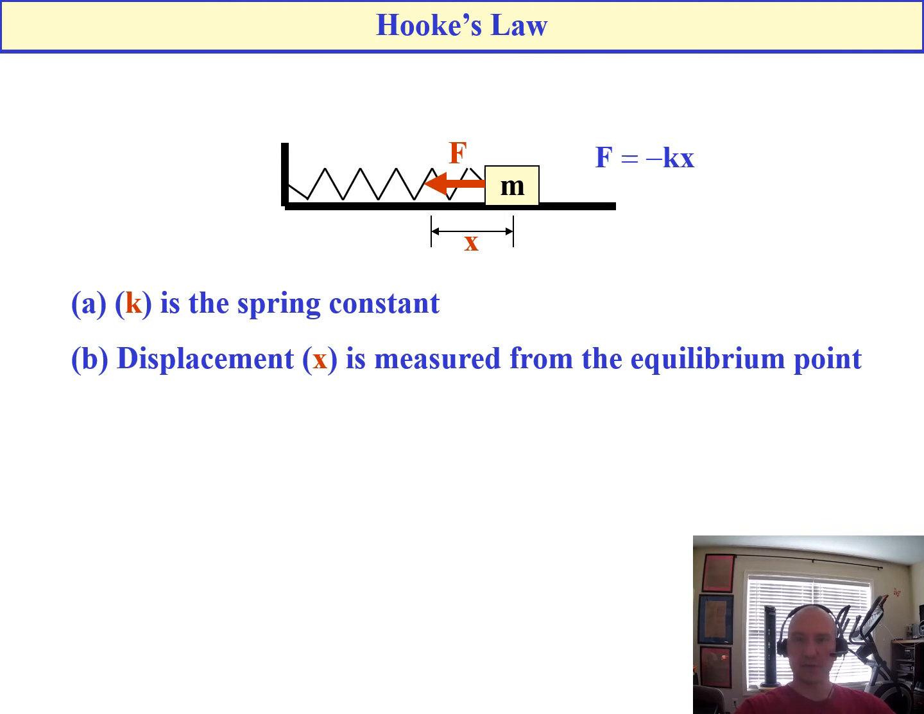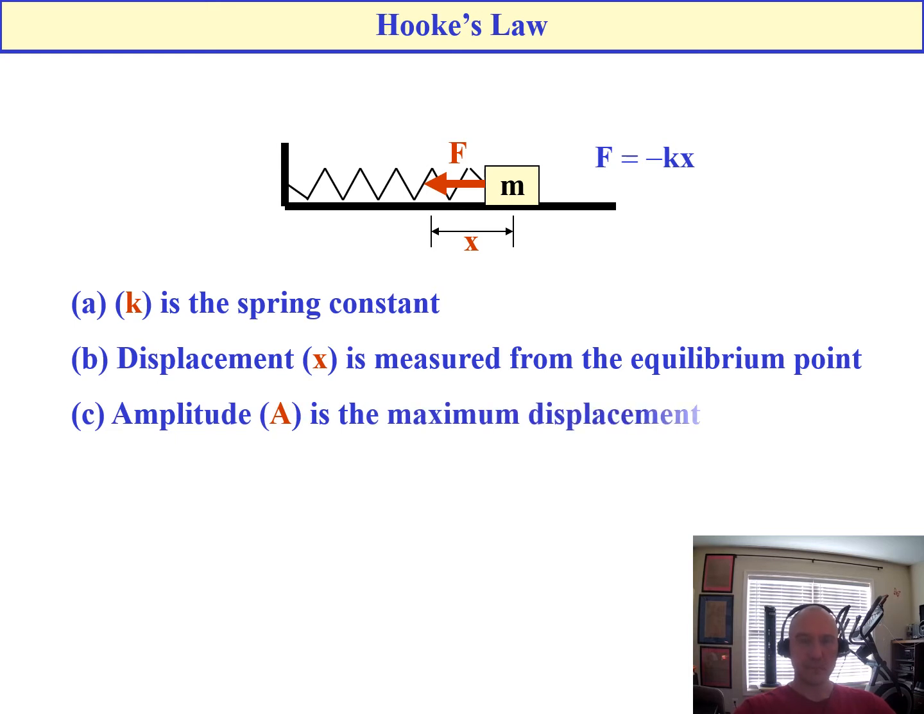We'll make the equilibrium position 0. So that means x is going to be the distance from the equilibrium. And then the amplitude, that's the maximum displacement, the furthest it gets from the equilibrium position. We call that amplitude A. Then we have the cycle, which is a full to and fro.